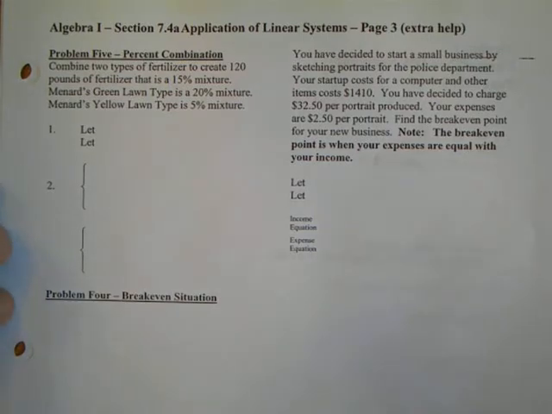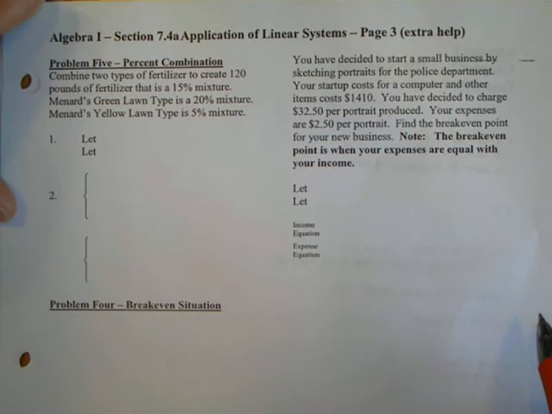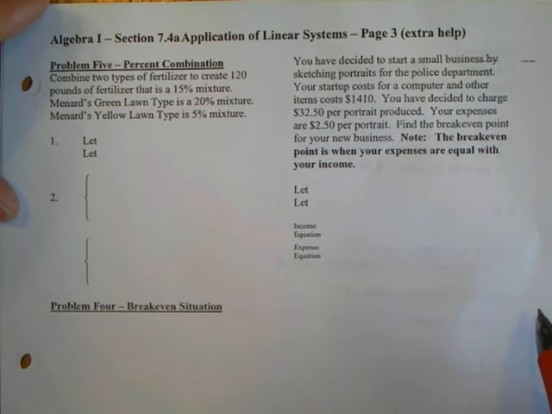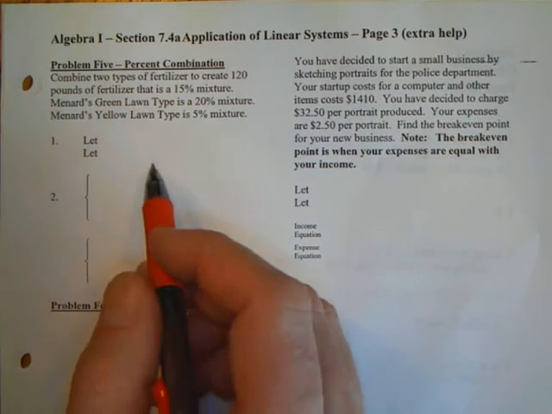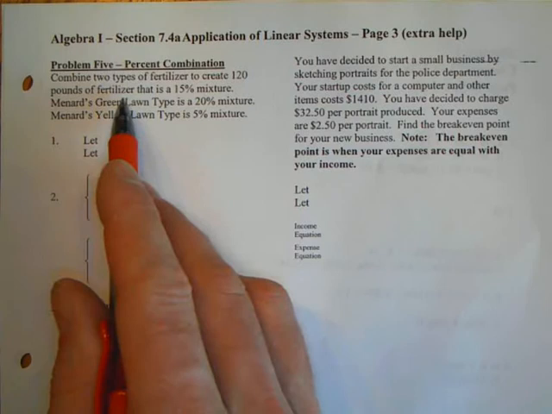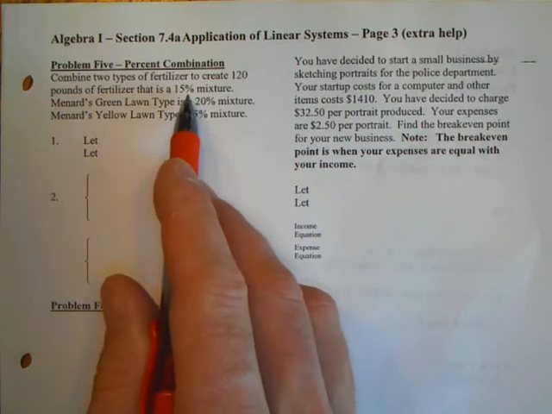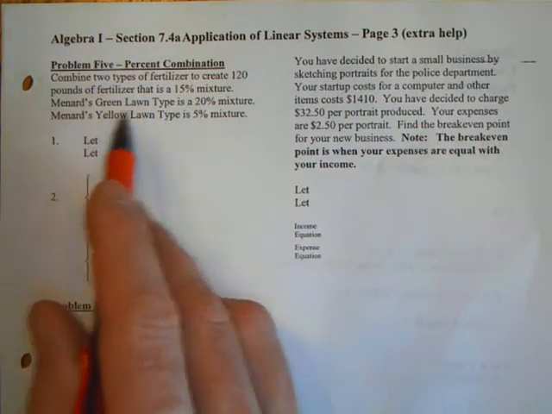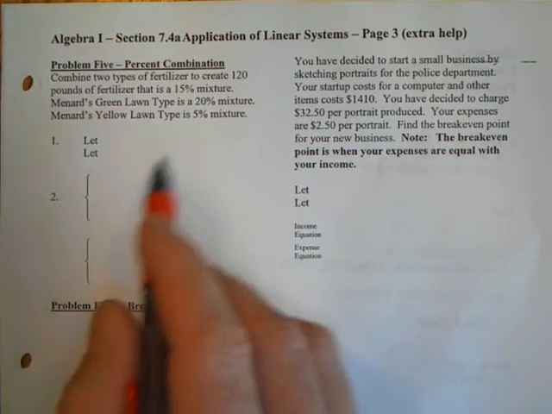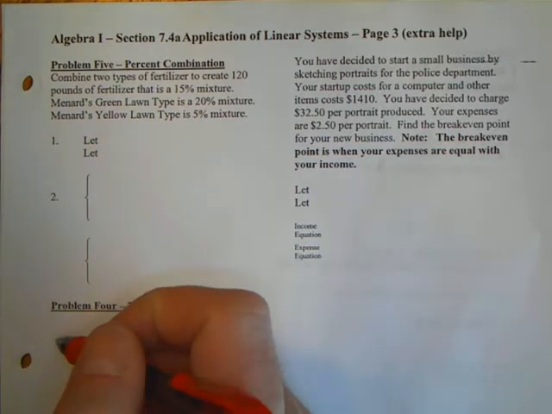This is the third part of our section 7.4 notes for today. We have a second problem involving percentages and mixture here. It says we're going to combine two types of fertilizer to create 120 pounds of fertilizer that's a 15% combination mixture. We have green lawn type and yellow lawn type from Menards of 20% and 5% respectively.